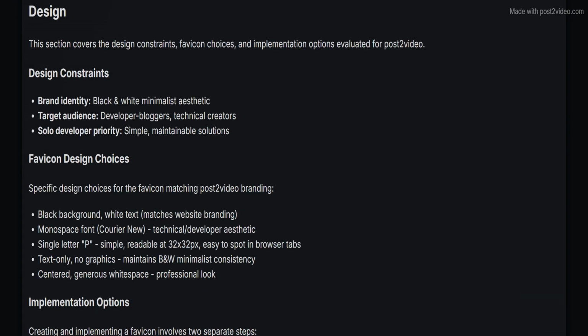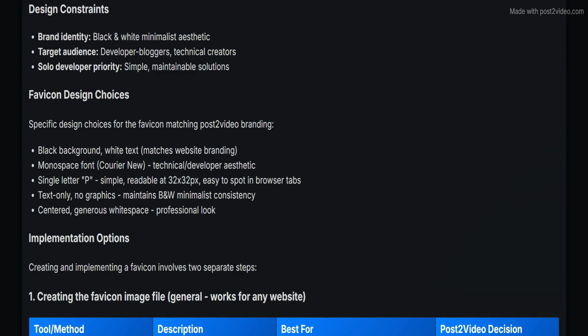Discussion on design focuses on the constraints and considerations in choosing the favicon for post-to-video. It highlights the importance of adhering to brand identity and the simplicity required for easy maintenance as a solo developer. The author lists crucial design constraints, emphasizing the necessity of aligning the favicon with a black and white minimalist aesthetic and appealing to a targeted audience of developers and technical content creators.